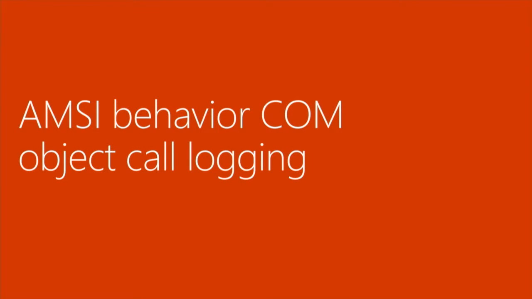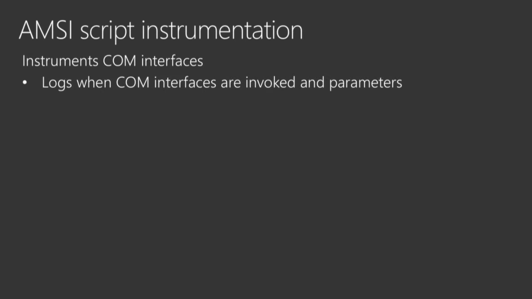Okay, so now we're going to talk a little bit more about how the AMSI behavior logging works, because that's really the focus of where we're doing our machine learning in our talk today. So the AMSI script instrumentation instruments the COM interfaces, and it logs the invocations. Now, every time a COM object function is used, it's not going to call into the AMSI scanner because that's too much of a performance cost.